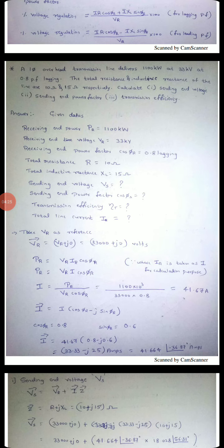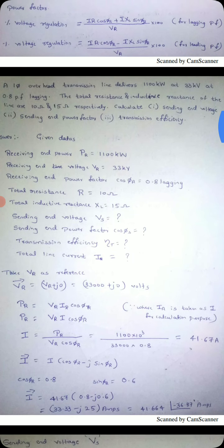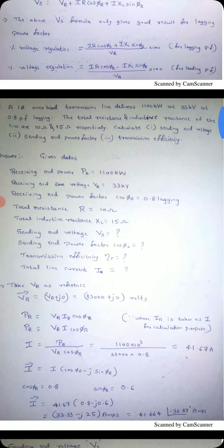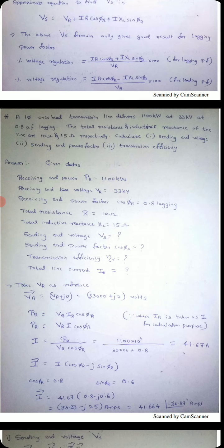Here is a problem. A single phase overhead transmission line delivers 1100 kilowatt at 33 kV at 0.8 power factor lagging. The total resistance and inductive reactance of the line are 10 ohms and 15 ohms respectively. Calculate, number one, the sending end voltage, second, the sending end power factor, and the transmission efficiency.